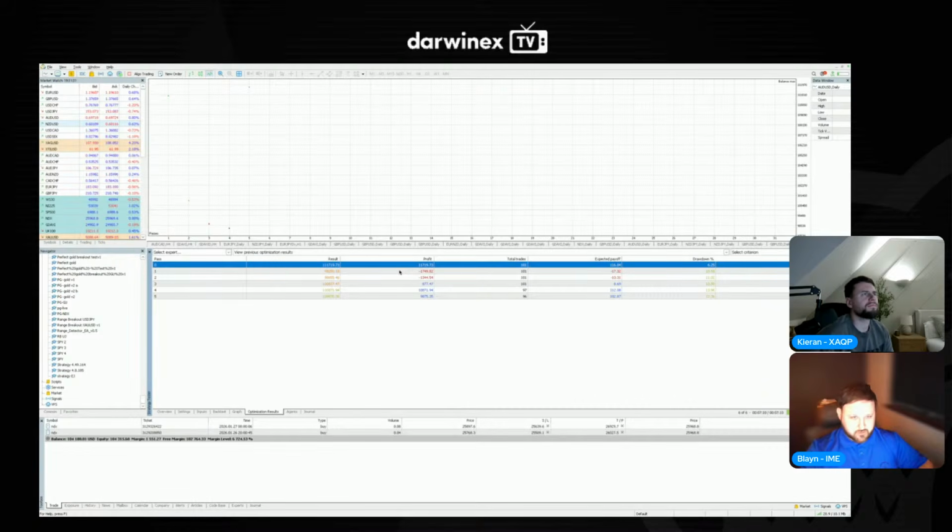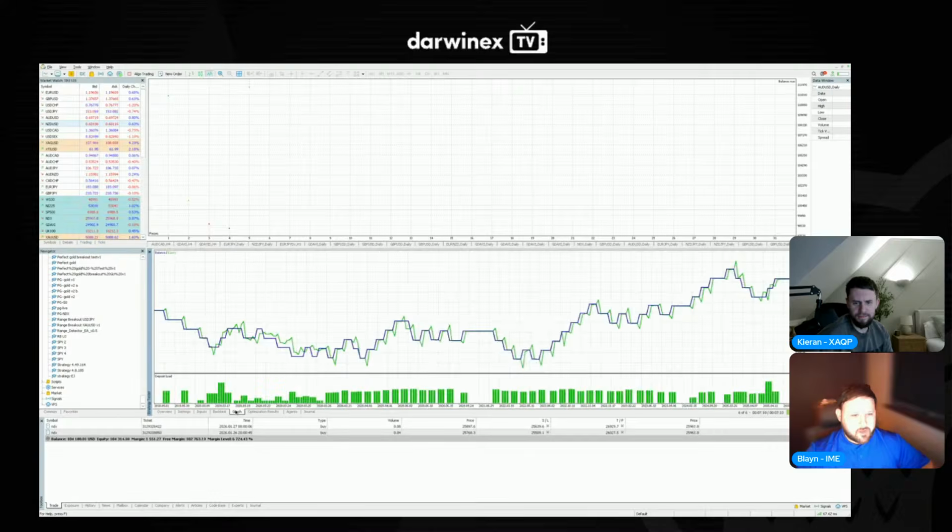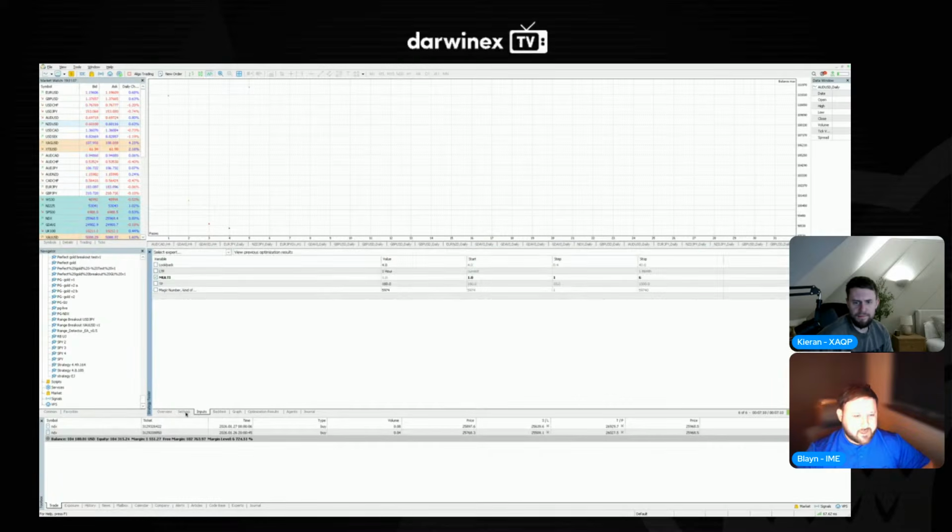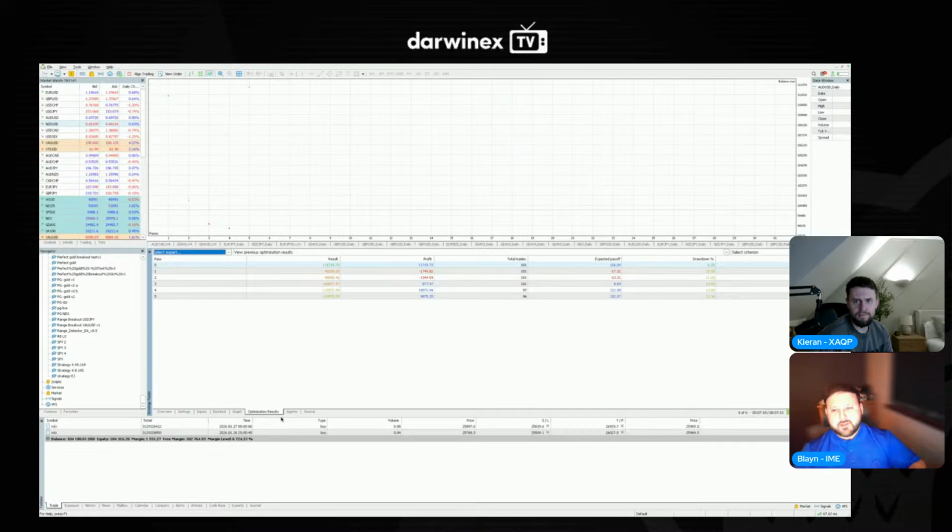Because this can look good just from this point of view, but this is just running every tick, and Kieran can back me up and say, you can run it on every tick, and then when you run it in real ticks, it can change. And the reason it will change is because of slippage, spread, there's a whole load of things that can actually go wrong in that sort of thing.